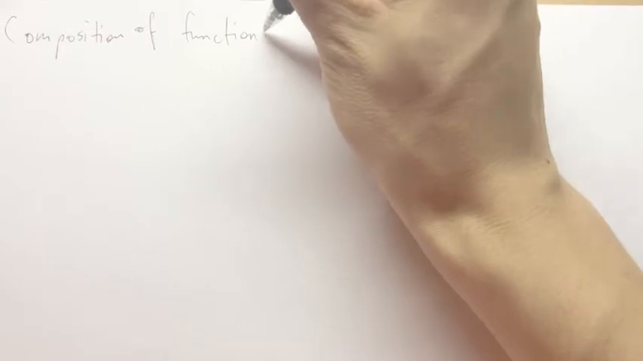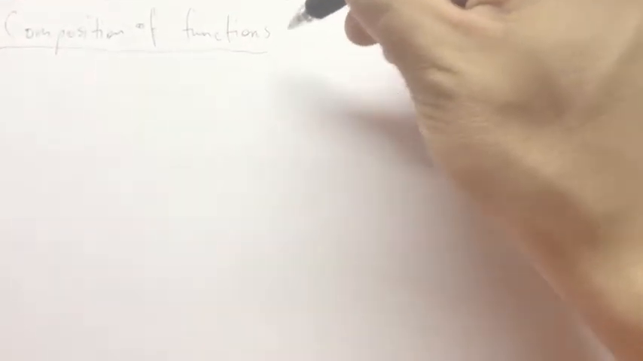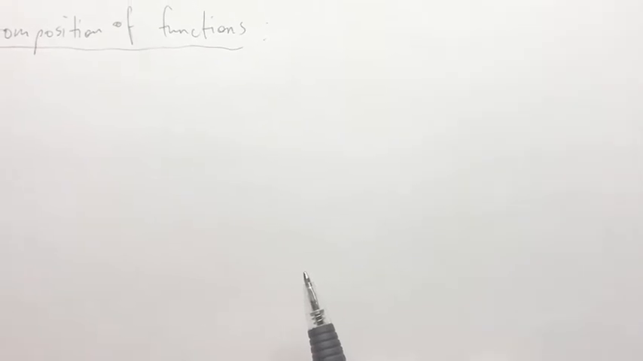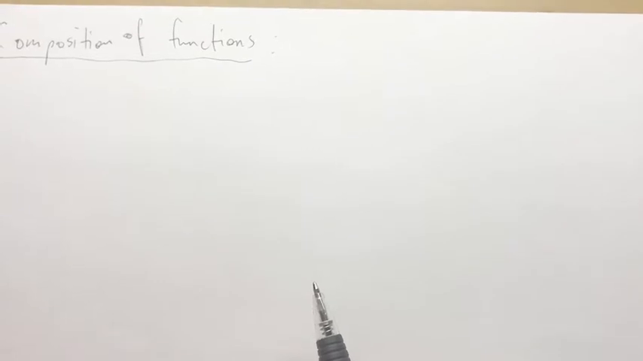I want to talk about something else you could do with functions, and it's called composition of functions. This is like the operations we were talking about on sets and logical statements, where in this case you take two functions and it gives you another function. But they're not just any two functions. They have to be compatible in some way.